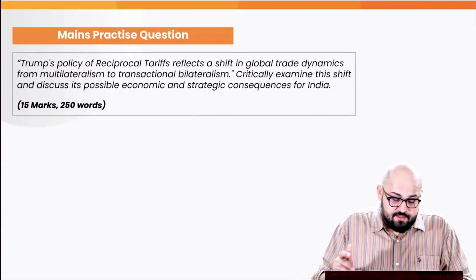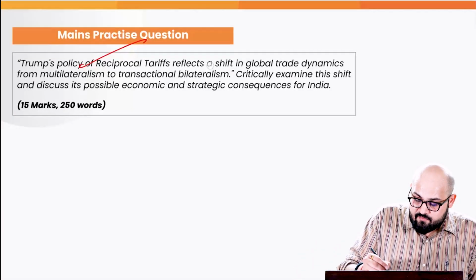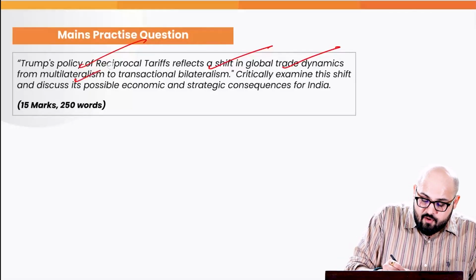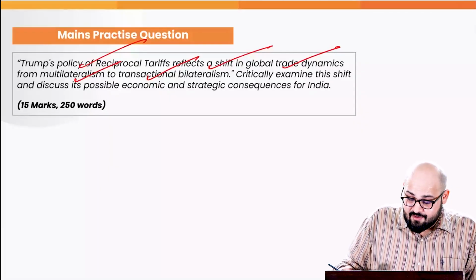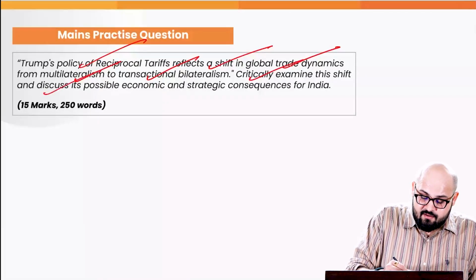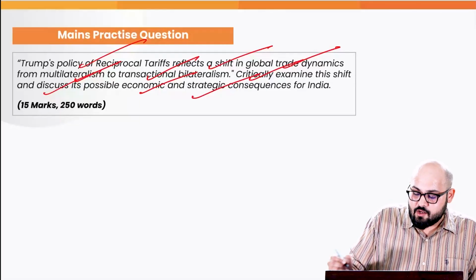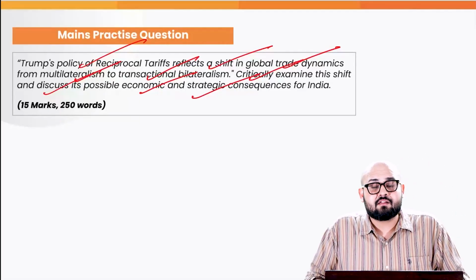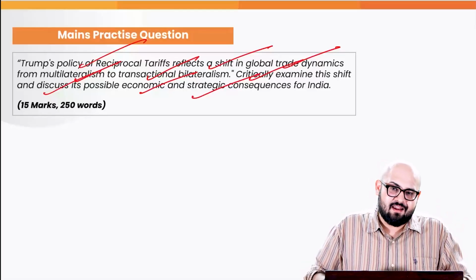Let's have a mains practice question. Trump's policy of reciprocal tariffs reflects a shift in the global trade dynamics from multilateralism to transactional bilateralism. Critically examine this shift and discuss its possible economic and strategic consequences for India. 15 marks, 250 words. Do write a particular answer on this question.